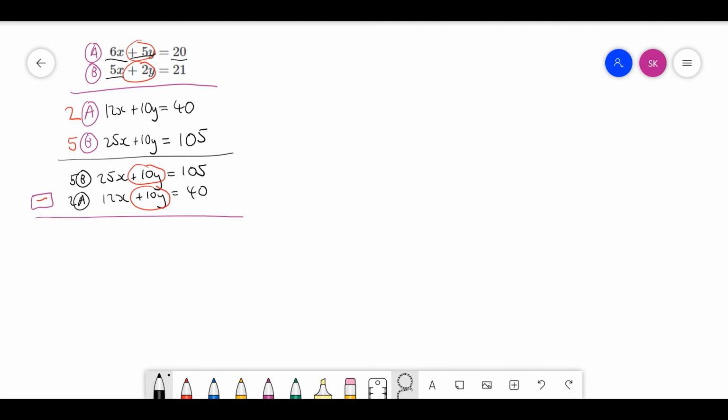25x take away 12x is 13x. These guys are cancelled, and I'm left with 65 over here. Divide both sides by 13. 13, 26, 39, 52, 65, 13. You know what, guys? I'm not that confident of this in my head, so I'm just going to take the time to write them out over here.